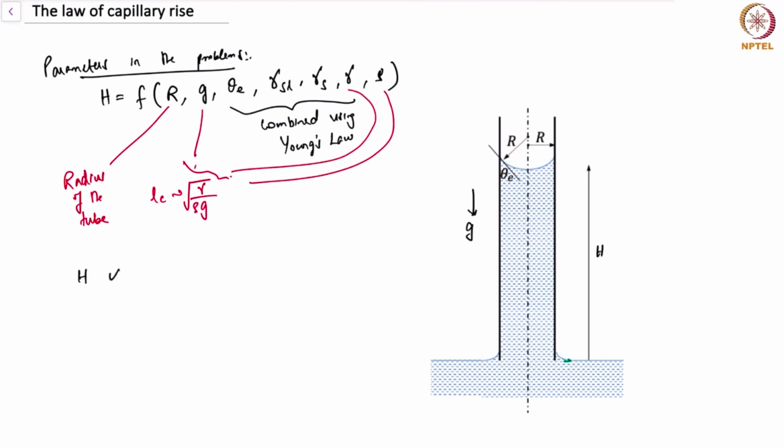So we can expect that the height to which the fluid rises will be proportional to surface tension. We also know that gravity is going to oppose this. When fluid rises up, gravity tends to pull it down. Therefore, gravity would be inversely proportional.